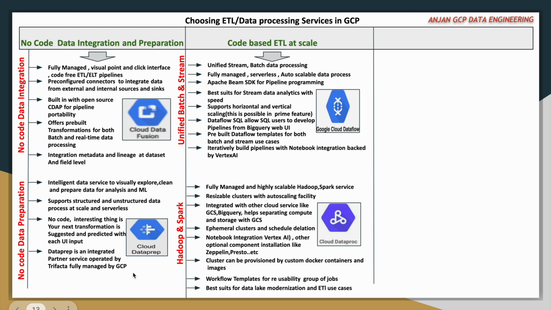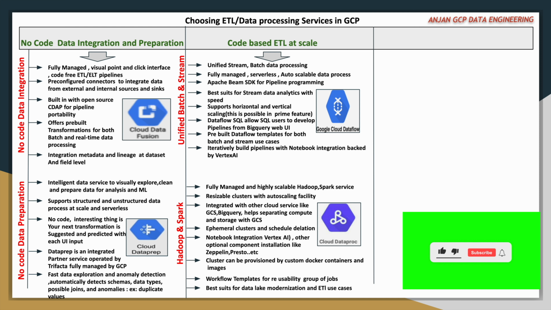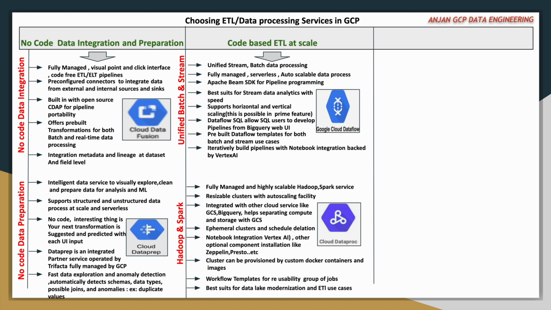Okay, and for use cases like fast data exploration and data anomaly detection, you can use this service because it has the inbuilt capability to detect data anomalies, and it also suggests possible fixes, right? So data anomalies, duplicates and missing values, it will automatically detect and it will suggest us to perform next steps to fix those. Okay, so in all such use cases you can consider Cloud Dataprep as your ETL service.